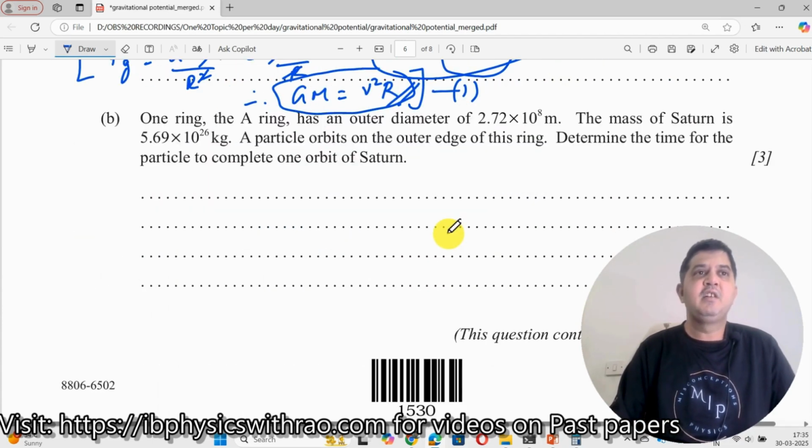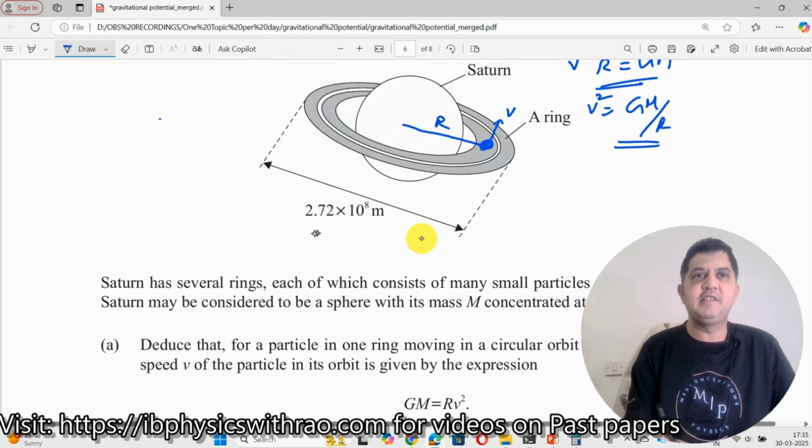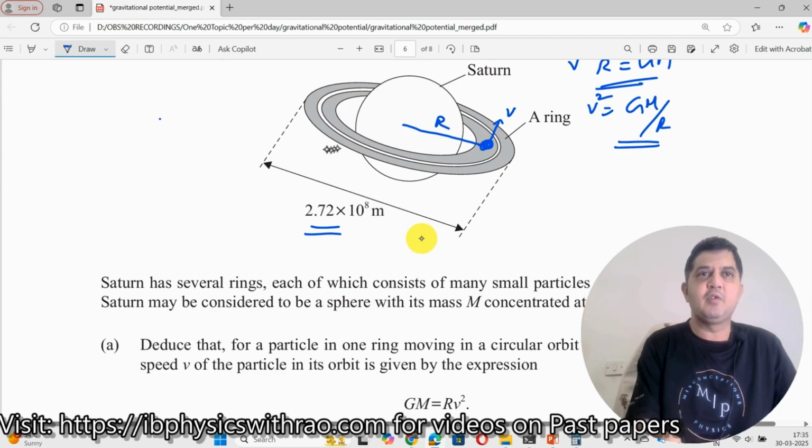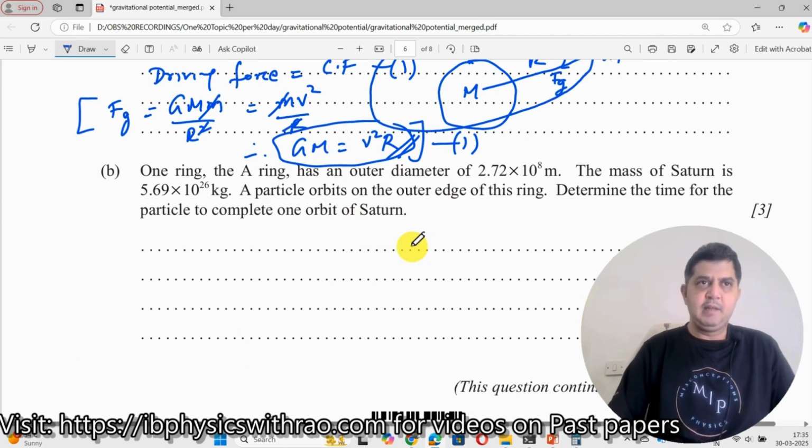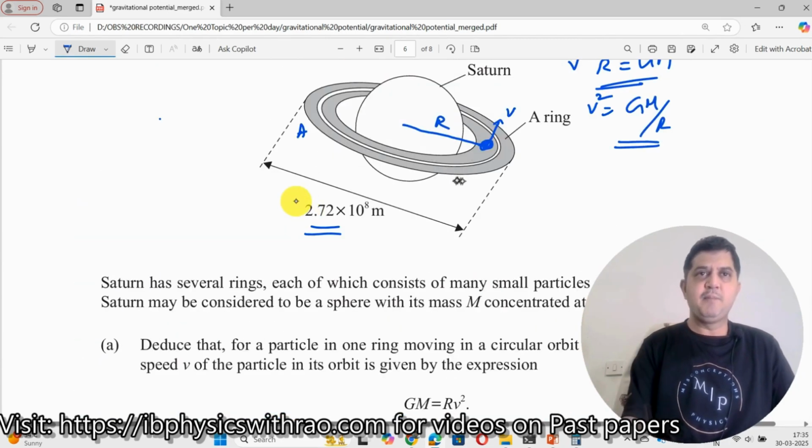Next, the A ring has an outer diameter of 2.72 × 10^8 meters. This is your A ring. Then the mass of Saturn is given. A particle orbits on the outer edge of the ring. Determine the time for the particle to complete one orbit of the Saturn. He is asking you the time taken by the particle to complete one full return.